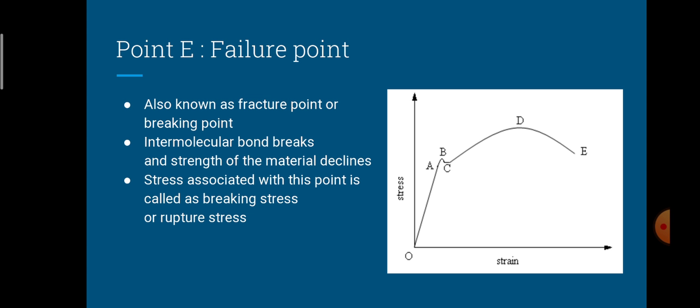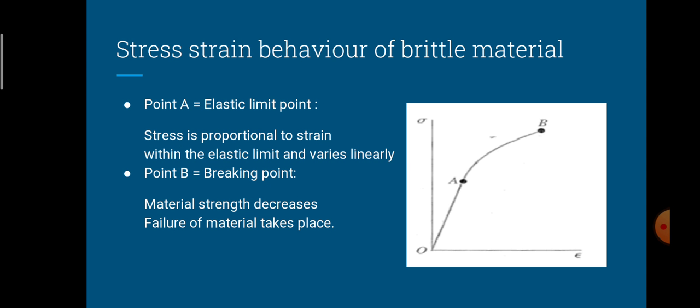So next is point E, wherein it is also called as failure point or rupture point, or it is also called as a breaking point. So wherein there is a complete rupture of the intermolecular bond and the strength of the material declines. So stress associated with this point is also called as rupture stress, failure stress, or breaking stress. So next is stress strain behavior for a brittle material, for example glass.